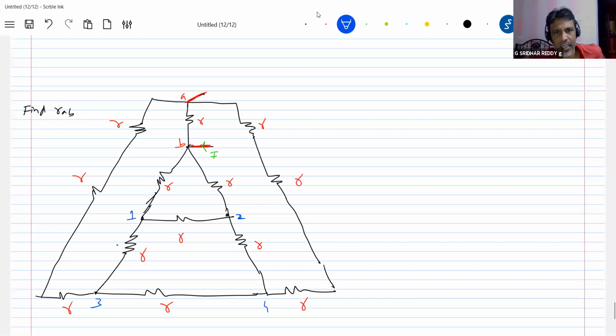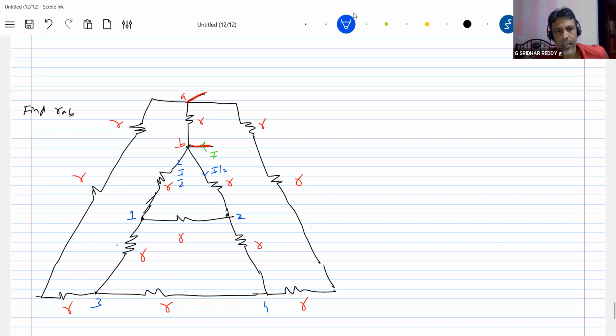Look at junction 1. It is connected to the other junction by a resistor R, and here also one resistor R. Similarly, junction 2 also has a resistor R and this one. So 1 and 2 are similar junctions. Then the current will branch equally. So here it will be I by 2, and I by 2.